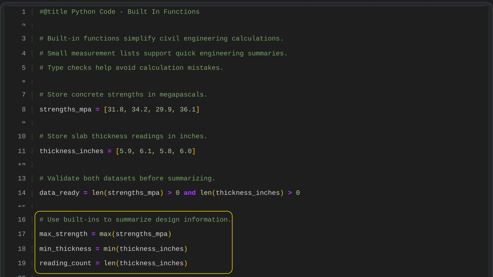Use the maximum function to identify the strongest concrete sample, the minimum function to find the thinnest slab measurement, and the length function to count how many thickness readings are available for analysis.